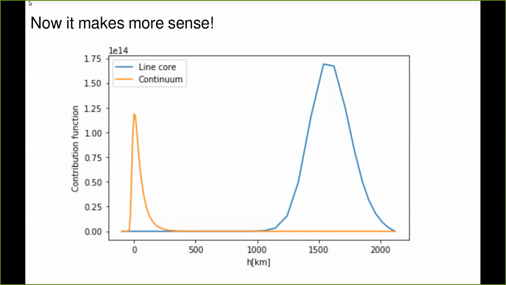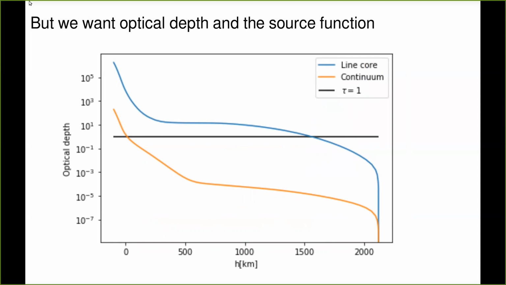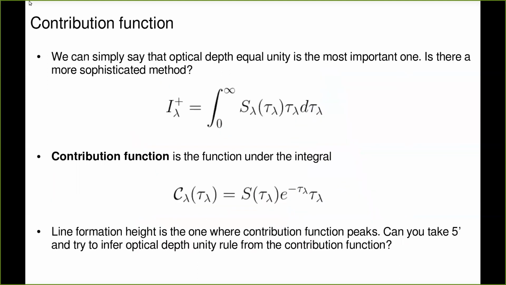Cool. So the simpler way of doing this would be to say, well, let's just look where the optical depth is equal to 1. And when we look here, we obtain similar conclusions, right? Optical depth equals 1 is more or less at 0 for the continuum, and at 1500 for the line core. Okay? So can you now, using this equation, derive the fact that the contribution peaks at tau equals 1 at that wavelength?